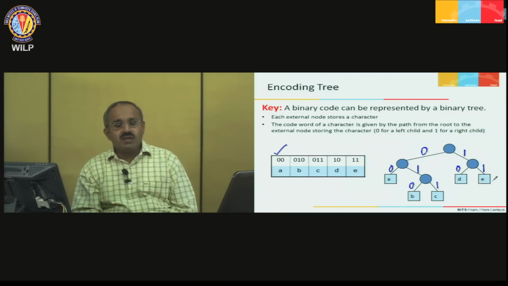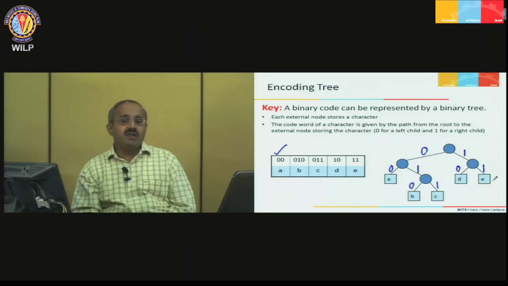The edges are going to be labeled 0 or 1 depending upon whether it is an edge to the left child or the right child. So, if it is to the left child, the label will be 0. If the edge goes from parent to the right child, the label is going to be 1. And the code word of a character is simply concatenating the labels of the edges which lie on the path from root to the leaf that holds that character.